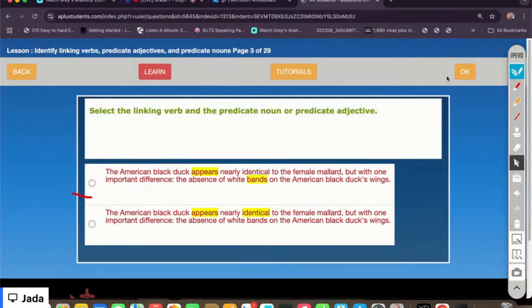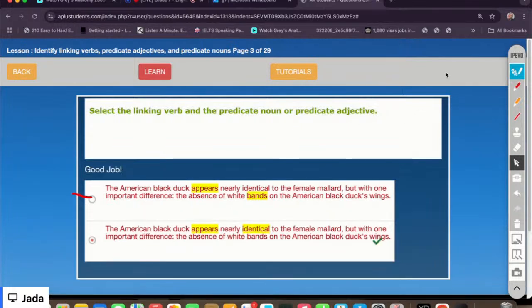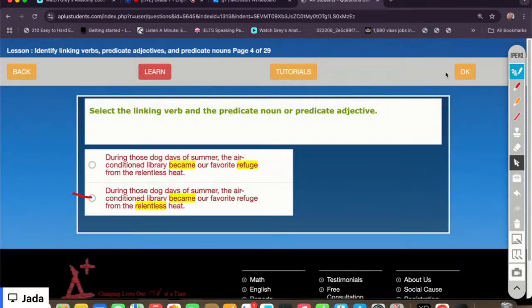The American black duck appears nearly identical to the female mallard, but with one important difference: the absence of white bands on the American black duck's wings. So, "appears", remember that "appear" was a linking verb. Okay?